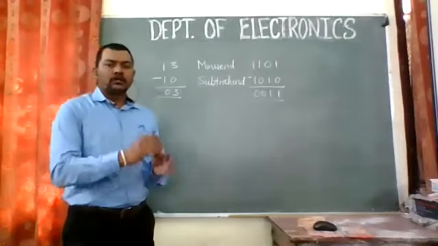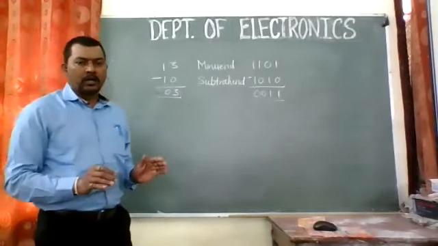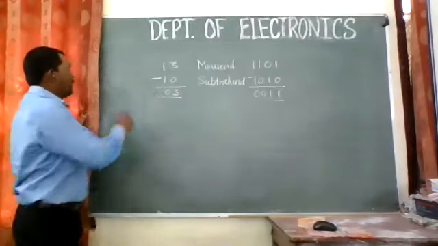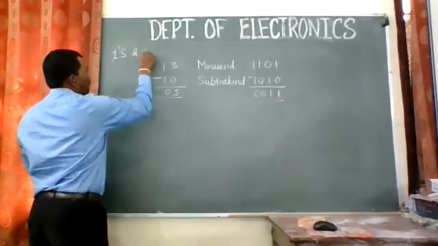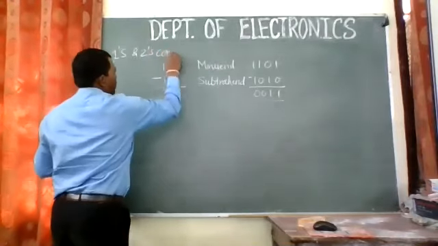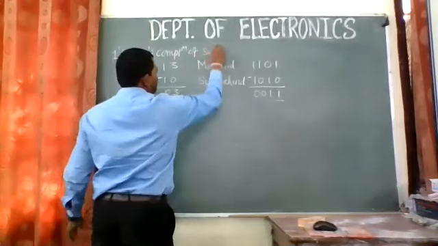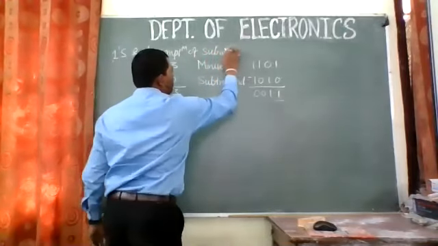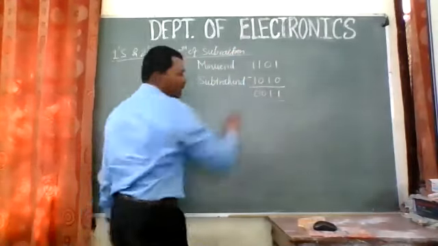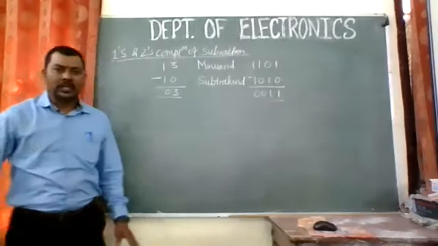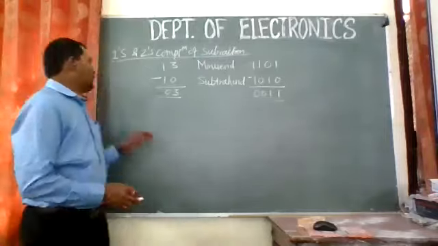Now we have to start with the ones and twos complement method of subtraction using binary addition. This is very important, and you can write this down from me, it will definitely come in the exam: the ones and twos complement method of subtraction of binary numbers.